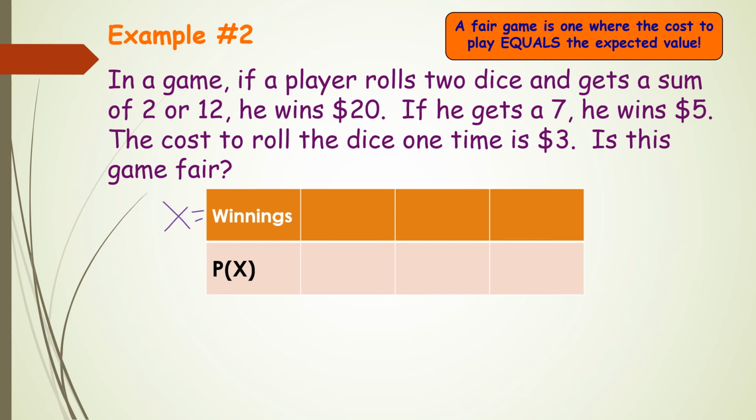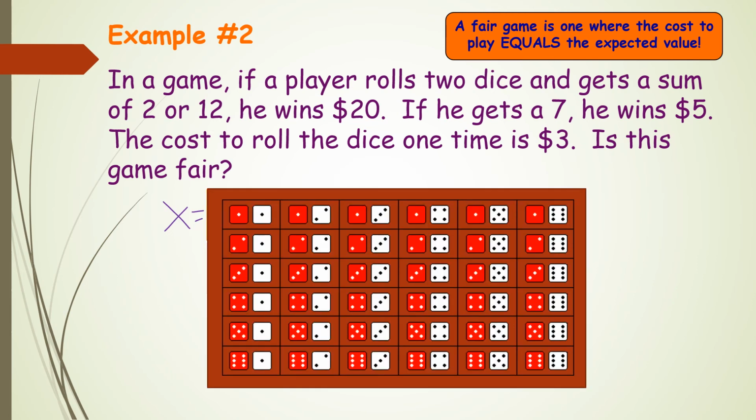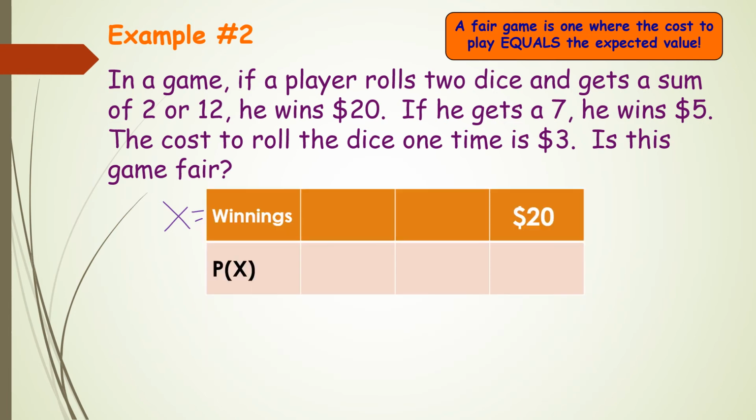So first of all, how much could you win? You could win the top prize, which is $20. How do you win $20? It says you have to roll a 2 or a 12. Well, 1,1 and 6,6 are in the corners, so there are only 2 ways you can do that. Hence, there are 2 out of 36 chances to win $20.